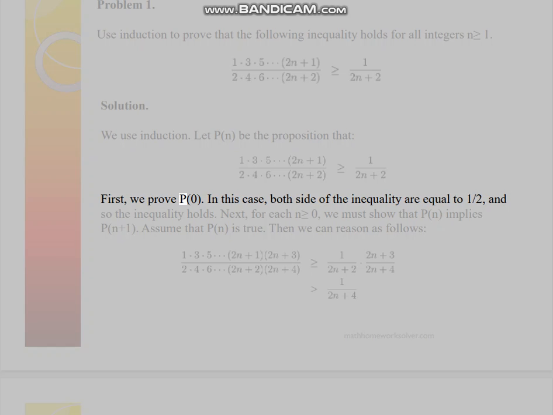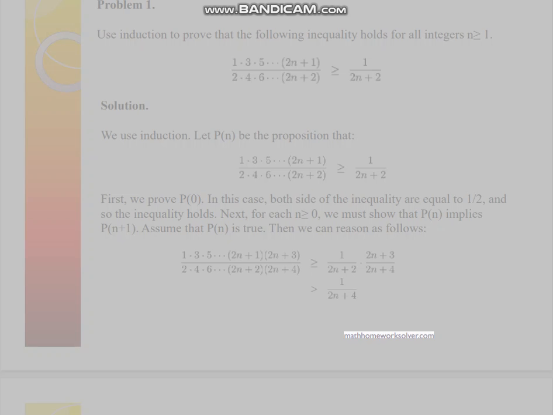First, we prove P(0). In this case, both sides of the inequality are equal to 1/2, and so the inequality holds. Next, for each n greater than or equal to 0, we must show that P(n) implies P(n+1). Assume that P(n) is true. Then we can reason as follows.